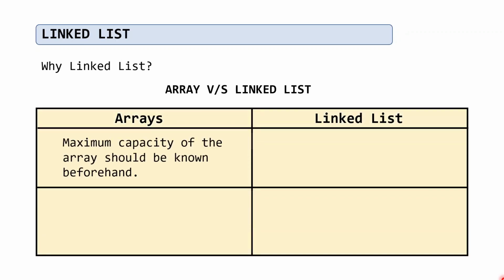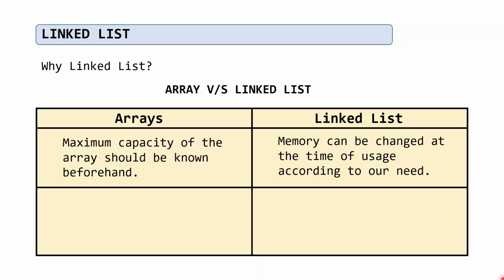In arrays, the maximum capacity of the array should be known beforehand. That is, we have to know the maximum size of the array. But in the case of linked list, we can change the number of elements or the data at runtime. That is, we need not know the maximum capacity of the linked list.